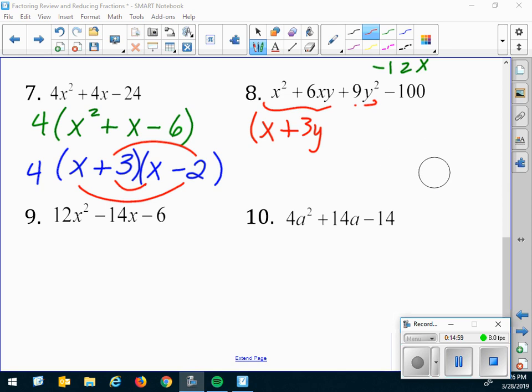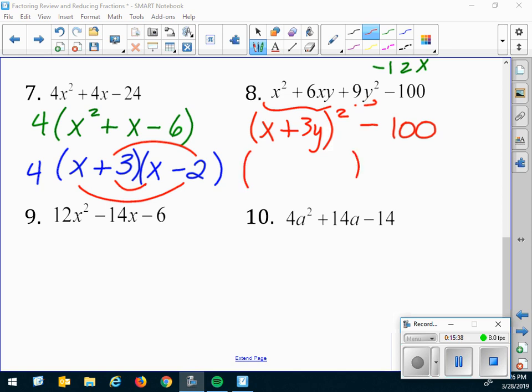So x plus 3y quantity squared minus 100. Am I finished? What if this just said x squared minus 100? That's the difference of two squares, x plus 10 times x minus 10. Is this something squared minus 100? It is, isn't it? That says something squared minus 100. No, because I don't have two sides. I don't have an equal sign.